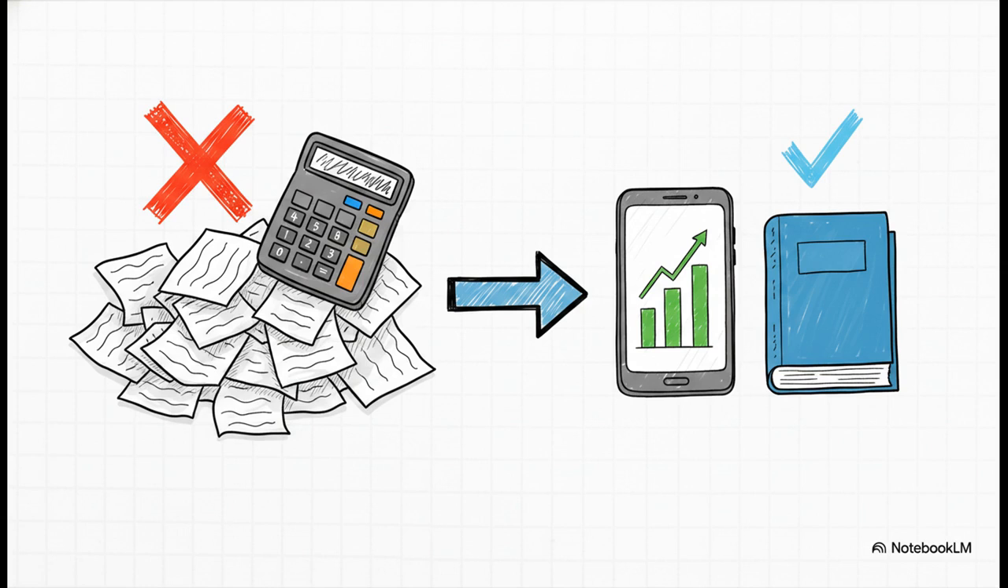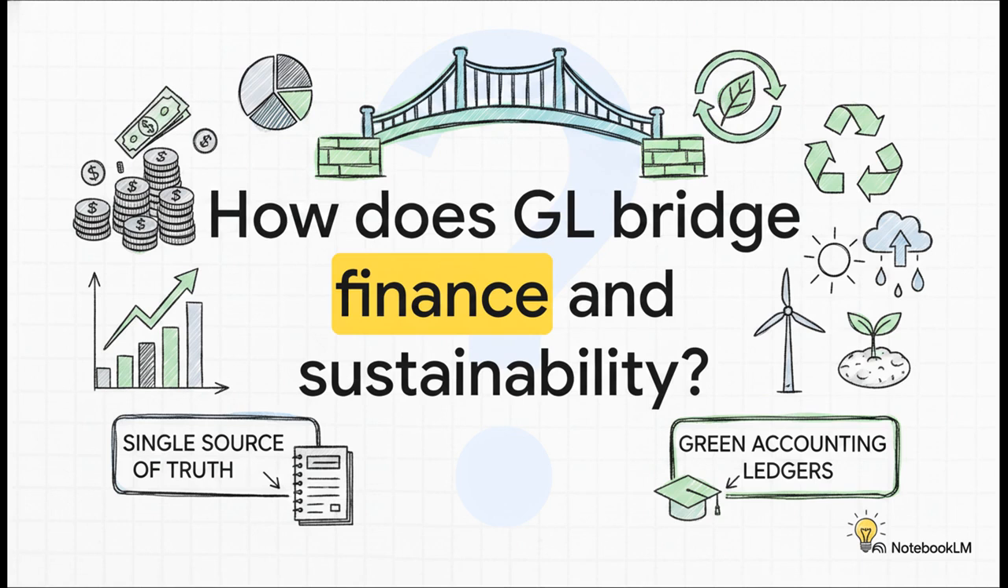As we wrap up this masterclass, I want to leave you with a final provocative thought to chew on. How does an ERP general ledger bridge the gap between financial transparency and global sustainability? If you can confidently answer that question by combining the single source of truth with these new green accounting ledgers, you are entirely prepared for this test.